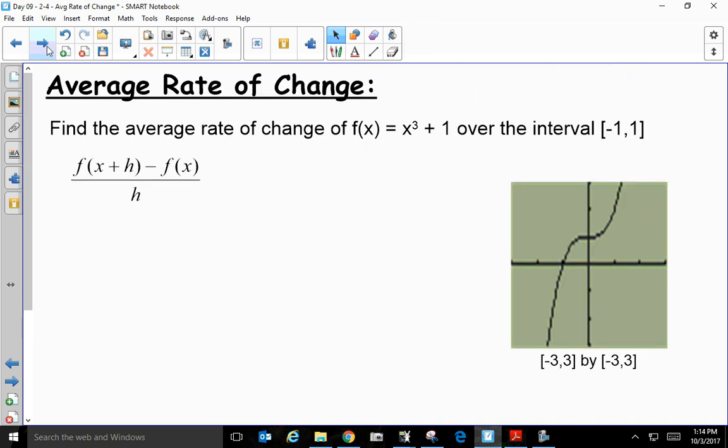All right, well, why don't you guys do the same thing? Find the average rate of change of the function f of x, which is x cubed plus 1, over the interval from -1 to 1. All right, I'll give you guys 2-3 minutes. We'll go over it.